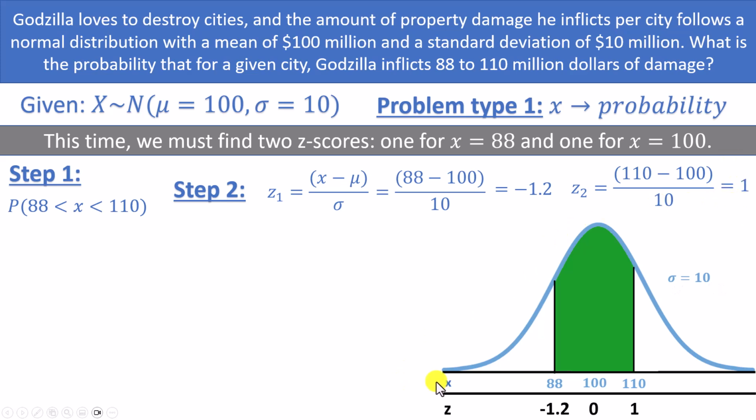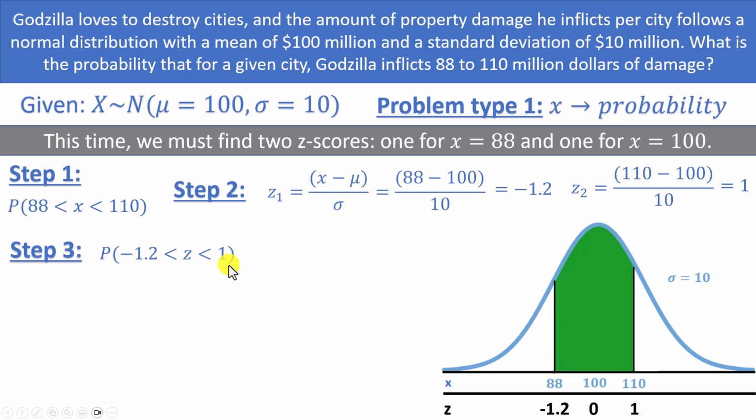So really we could go ahead and just add our second axis just like we did last time. We could have the z's on there. So we have negative 1.2 as our lower z-score, and our upper z-score is 1. So we could write our step 3, which is really just the probability that, not 88, but the value that we got when we plugged 88 into this formula, negative 1.2, is less than z is less than 1, which was our second z-score, right?